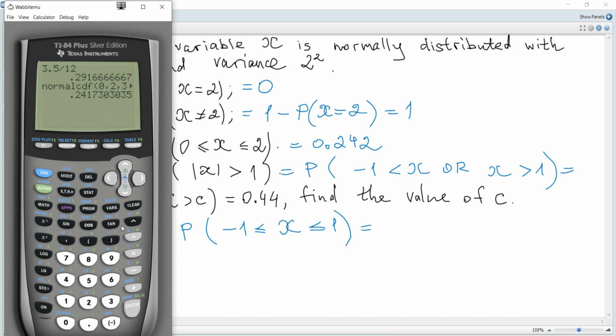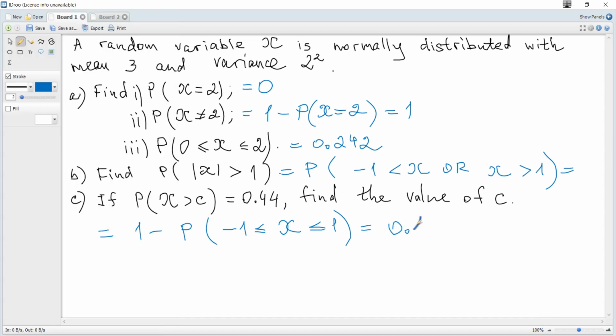And just calculate. So 1 minus distributions normal CDF, lower is -1, upper is 1, and same values for mu and sigma. And we get the result 0.864 to 3 significant figures.